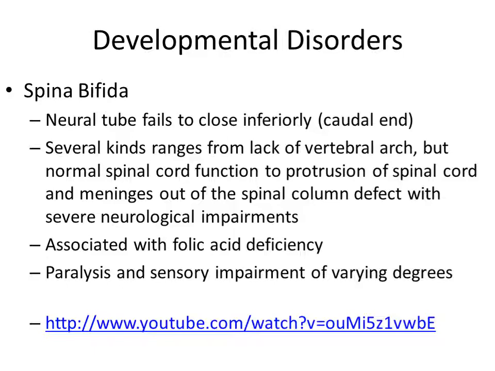Paralysis and sensory impairment will occur of varying degrees for all individuals who have involvement of the spinal cord and meninges. As I mentioned, for those where they are simply lacking the vertebral arch, but the spinal cord is perfectly in place, the meninges are good, nothing else has been affected, they will be asymptomatic. But others will have varying degrees of paralysis and sensory impairment. This video is just a quick video from the Spina Bifida Association. Just kind of talks about spina bifida. It's very short, very overall generalization, but it kind of gives you a feel or a sense for spina bifida.